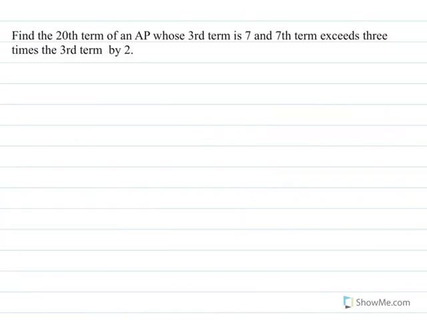Find the 20th term of an AP whose third term is 7, and the 7th term exceeds 3 times the third term by 2. So let's write that: the 7th term exceeds 3 times the third term by 2.